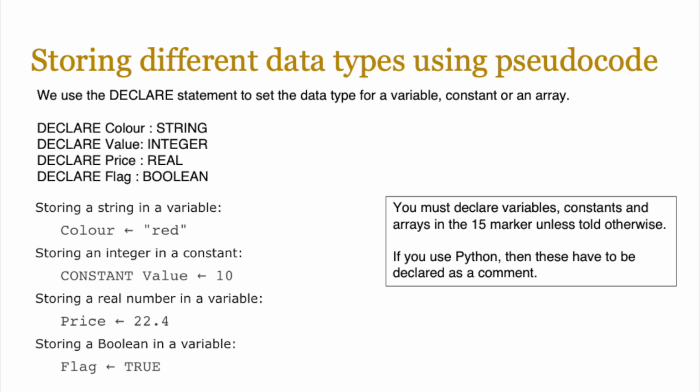Now, all of this will be in the pseudocode guide, but just remember, you must declare variables, constants, and arrays in the 15 marker unless you're told otherwise. If you're using Python for the 15 markers, then you will need to declare these in a comment statement, but they must be declared unless the question asks you not to.